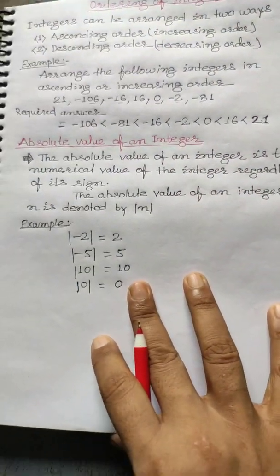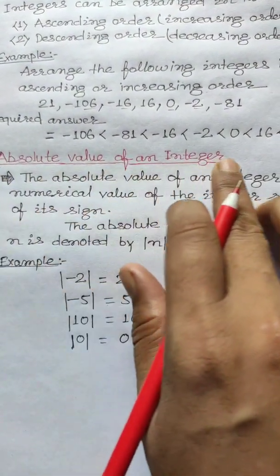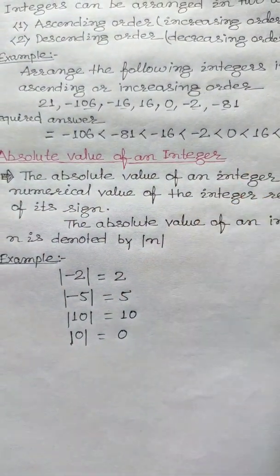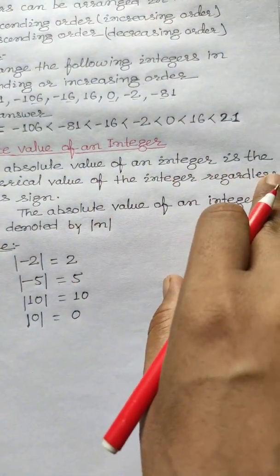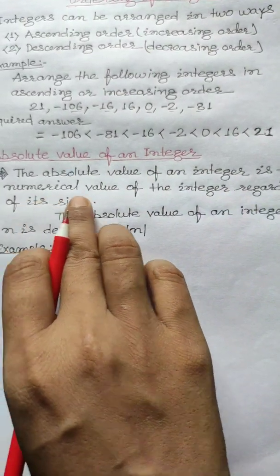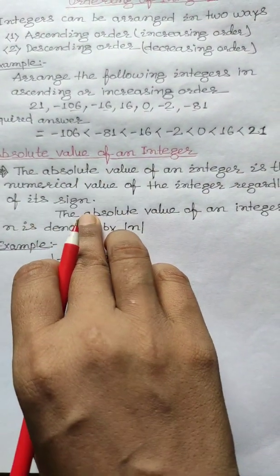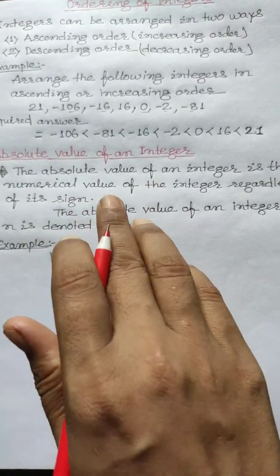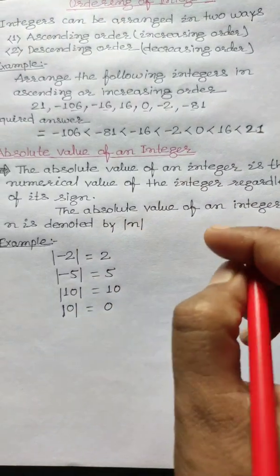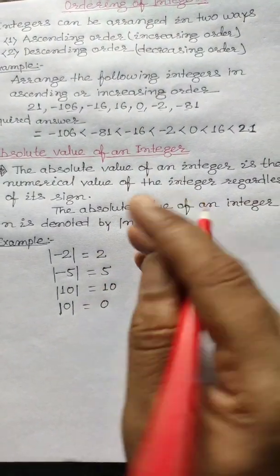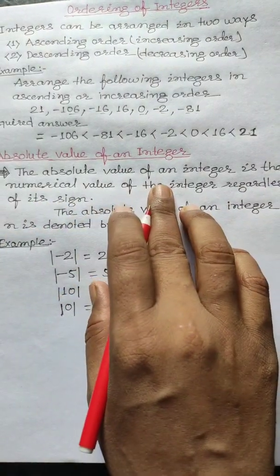Now dear students, I am going to discuss the absolute value of an integer. So what is the absolute value of an integer? The absolute value of an integer is the numerical value of the integer regardless of its sign. It means the absolute value of an integer is the numerical value of the integer without its sign. Without its sign means regardless of its sign.